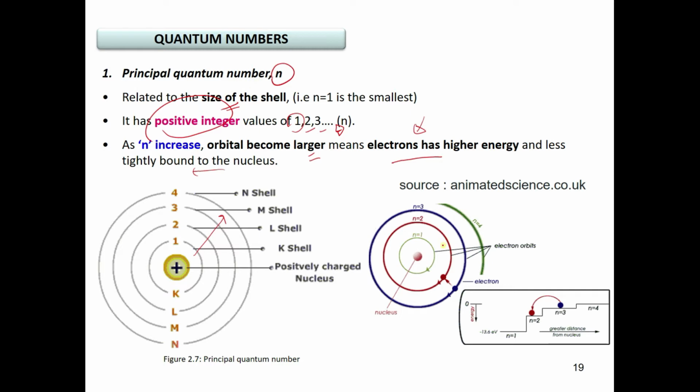Each of these principal quantum numbers has a different energy, as we mentioned previously. You see here, this is energy level 1, energy level 2, level 3, and level 4, so the energy increases. Electrons that reside at a higher quantum number have higher energy and are less tightly bound to the nucleus. So you see an increment in the distance of the electron from the nucleus.